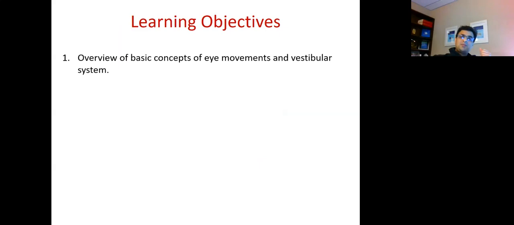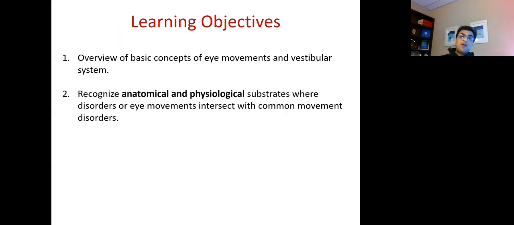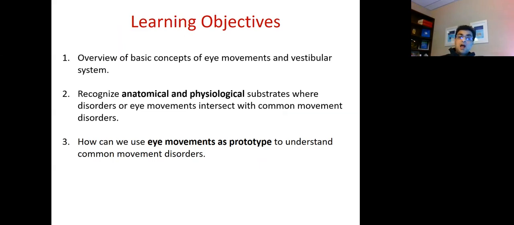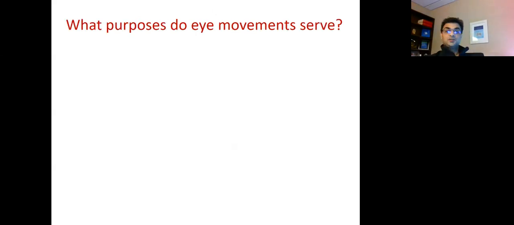So we have a few learning objectives. First, we will overview some basic concepts of eye movements and the vestibular system, because they are the nuts and bolts to understand the system, and then apply that knowledge to delineate several movement disorders or to identify some problems in movement disorders. Then we will recognize some anatomical and physiological substrates where disorders of eye movements intersect with common movement disorders. And then how we can use various eye movements as a prototype to understand some common movement disorders. And of course, we will also have some typical cases, and I will keep you alert by asking you some difficult and some easy questions.